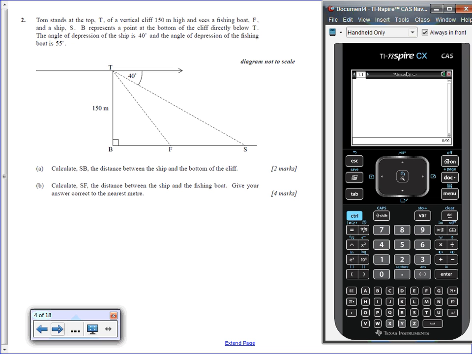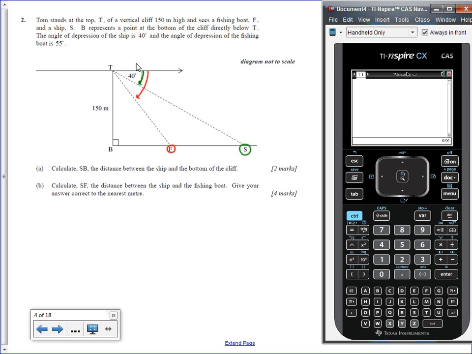All right, next question is a trig question. They show us this 40-degree angle of depression from somebody who's standing at T and looking down at this ship over here. And then they tell us there's another angle of depression, 55 degrees, from the person who's standing at T when they look down at a fishing boat. That would be the angle from here to the fishing boat hypotenuse, right?